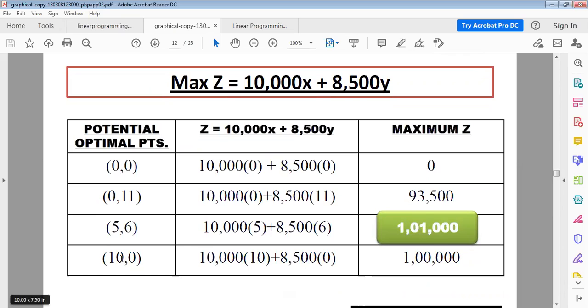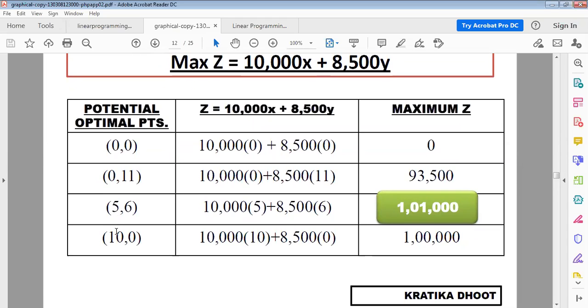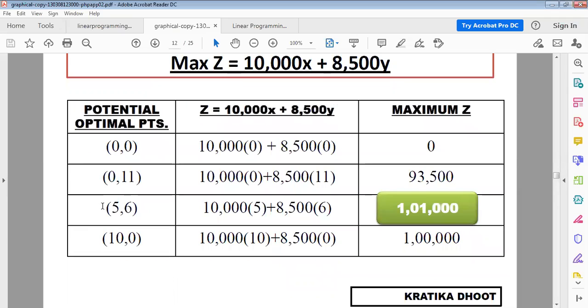After putting x equals 10, y equals 0 in the objective function, we get z equal to 1 lakh. So the maximum z is obtained at 1 lakh 1000. That means this is the optimal point for this problem. Understand? This is the result. So maximum z equals 1 lakh 1000 at x equals 5 and y equals 6. So the total number of male workers will be 5, and the number of female workers will be 6.